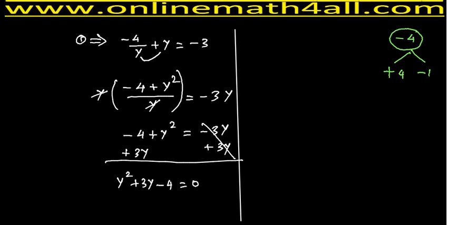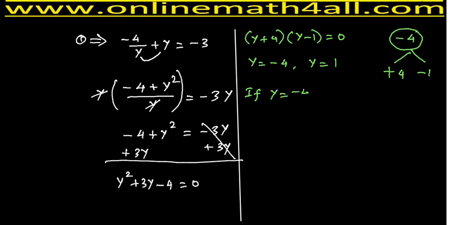positive 4 times negative 1, I think this one will work for this equation, because the multiplication of the two factors, positive 4 and negative 1, will be negative 4, and the addition of positive 4 and negative 1 will be positive 3, which is the middle term. So the two factors are y plus 4 times y minus 1 is equal to 0. So we get y is equal to negative 4, y is equal to positive 1. Okay, if y is equal to negative 4, what will happen? If y is equal to 1, what will happen?